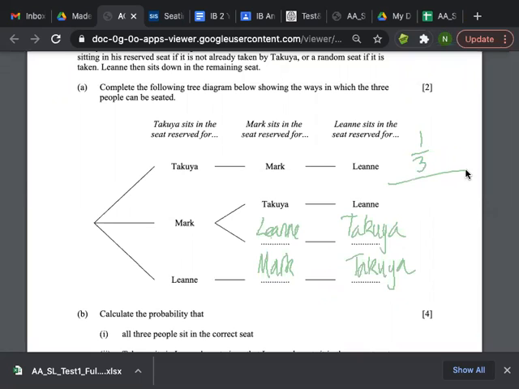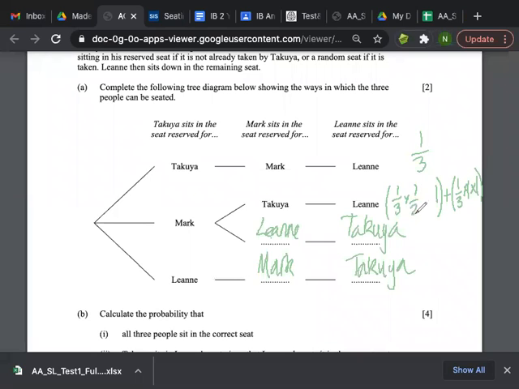I just think this whole scenario wouldn't happen, because Takuya is supposed to sit down first, and then Mark, and then Leanne's last, so she never gets to pick where she's gonna sit, right? If there's a scenario where Mark isn't there, it's just Takuya and Leanne. Leanne would get there before Mark. But that's not possible, because the question states Takuya sits down first, choosing a random seat in which to sit, Mark sits down next. It tells you the order in which they sit down, so it literally can't happen.